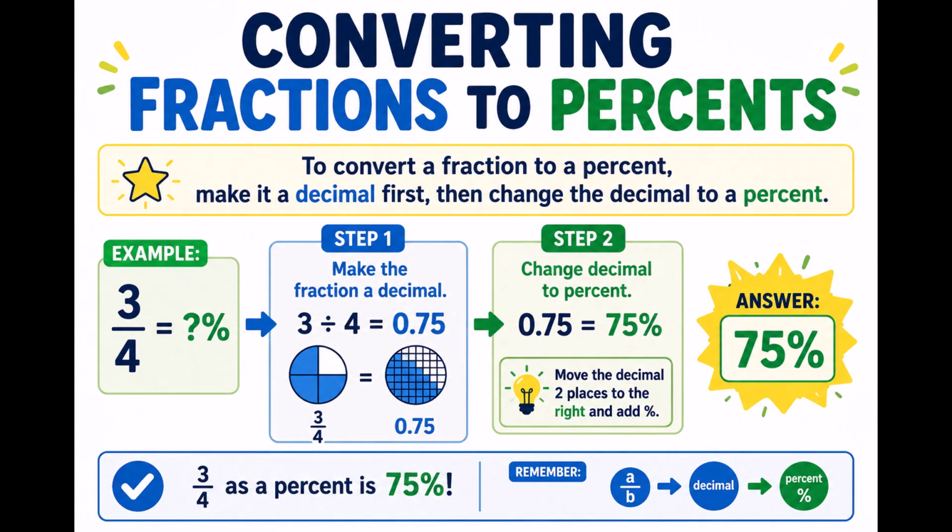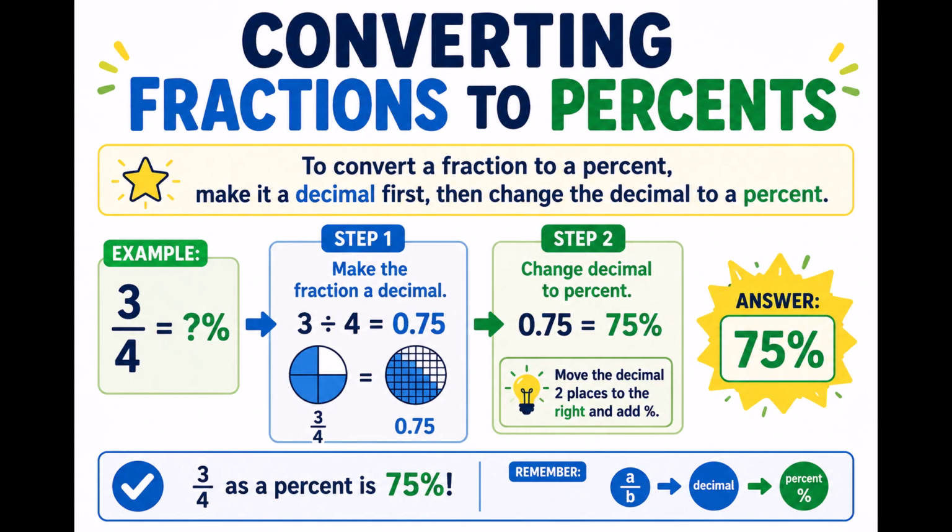So let's remember, fraction, divide, decimal. Decimal means move the decimal 2 places right. And now we get a percent because we add the percent sign. Always add the percent sign, okay? The order is fraction, decimal, percent. Excellent job.